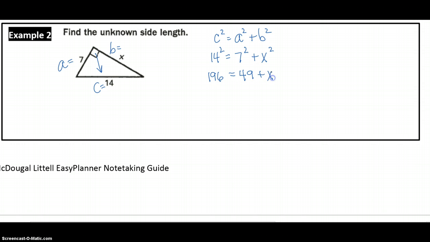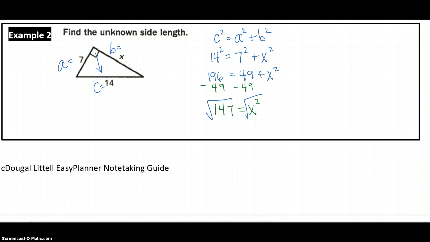49 plus x squared. Now, how do we get x squared by itself? Because this time it's not already done for us. That's right, we're going to subtract 49 from both sides. And we get x squared equals what? 147. Because C is always across from the right angle, and we know that that's 14. Does that make sense? Okay, so to get rid of that square, we are going to square root both sides.